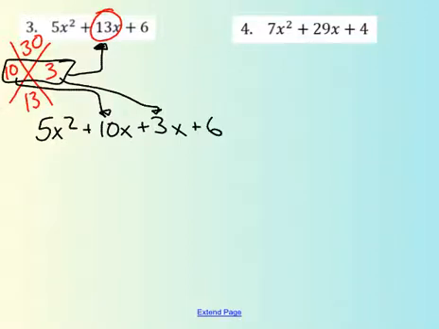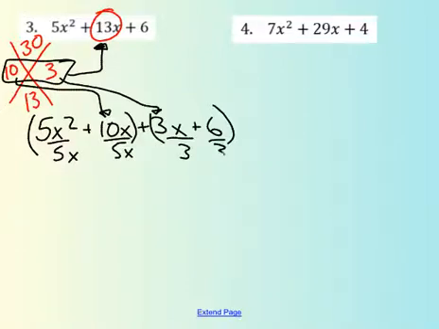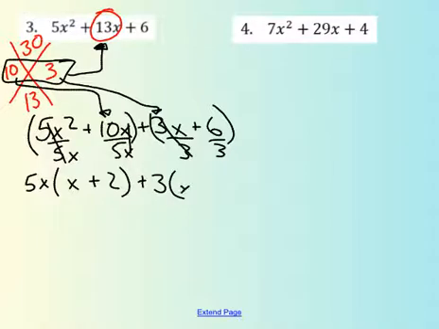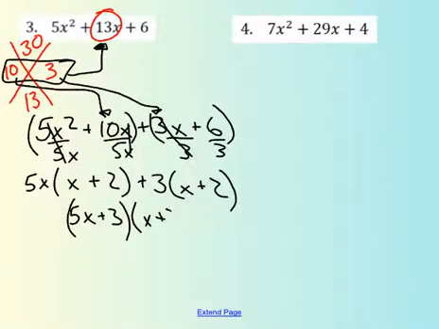Now, this is where I have two middles, right? So I have the ability to group this now. So I would just group this and group this. This is going to be 5x. This is going to be 5x. GCF here is 3 and 3. So then I'm going to have 5x. All the 5's cancel. One of the x's is gone. 2 plus GCF is 3. X left plus 2. So 5x plus 3, x plus 2.